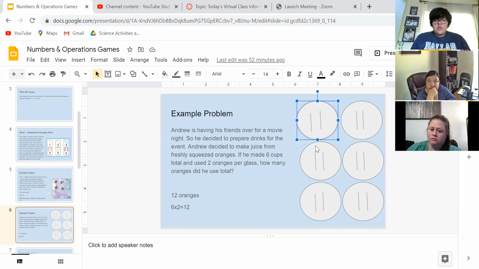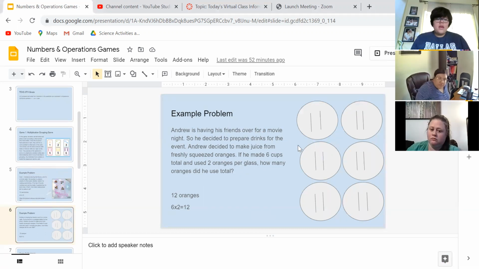Another way of doing that, maybe online, is just creating groups. Right here, I drew out 6 circles and put 2 tallies in each one. The problem is Andrew is having his friends over for a movie night, so he decides to prepare drinks for the event. Andrew decided to make juice from freshly squeezed oranges. If he made 6 cups total and he used 2 oranges per glass, how many oranges did he use total? If we write that equation out, it's 6 groups of 2, or 6 total groups with 2 in each, which equals 12 oranges.